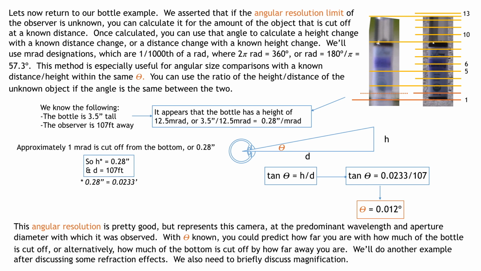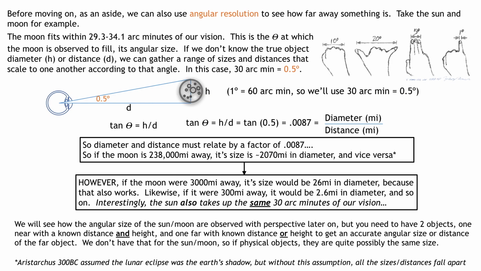And you could also use this angle to then say, if I got up a little bit higher, how much further could I see, right? Because h1 over h2 equals d2 over d1, holding the angle constant between the two. We'll do another example after discussing some refraction effects later on in the series, but we need to discuss some things with Polaris and magnification here and the angular size of the moon real quick.